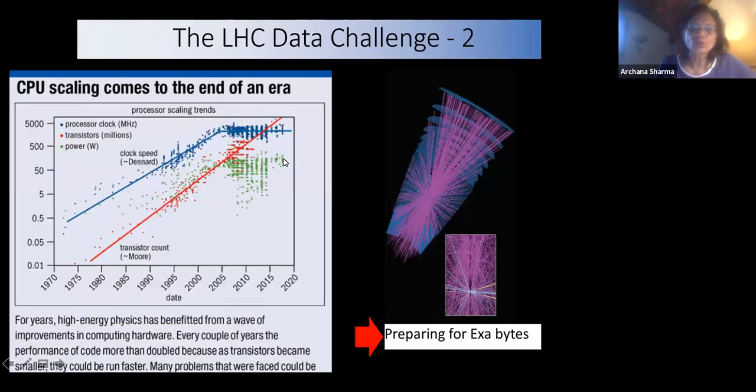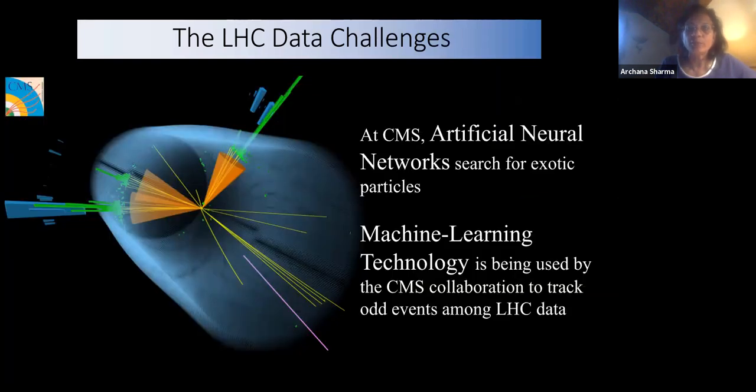So of course, we also have to move towards exabytes. That's the next step, as you can imagine, because now we have come to an end of an era where CPU scaling is now a thing of the past. And now we need to move. And really, there are big efforts going on in that direction. A lot of artificial neural networks and machine learning technology has been used to look at the data.